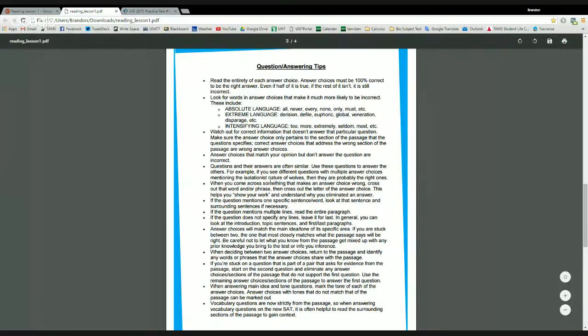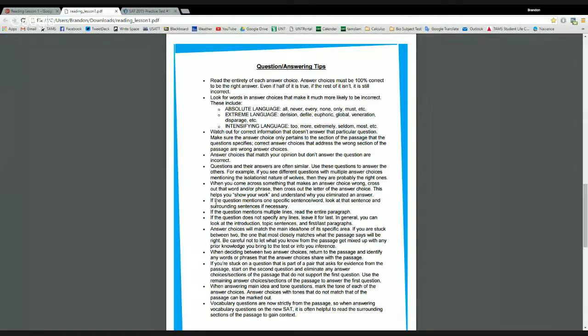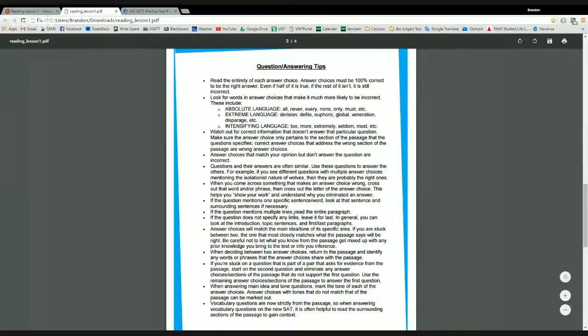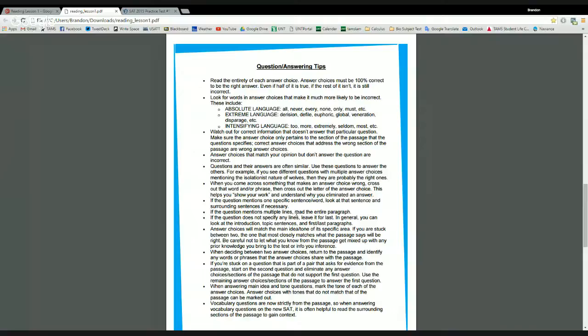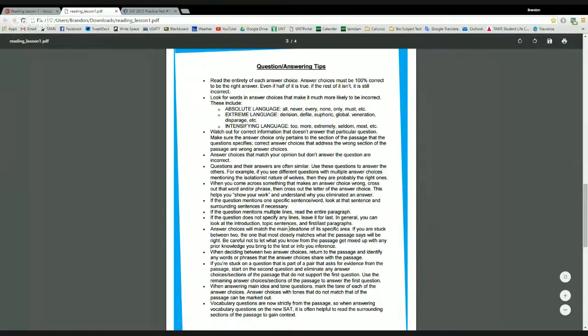If the question mentions one specific sentence or word, look at the sentence and surrounding sentences if necessary. Read around the lines or words that you're given to get the context of the question. If the question mentions multiple lines, read the entire paragraph. Make sure you read not only the lines given, but the lines around it, and in this case, probably a paragraph of multiple lines. If the question does not specify any lines, leave it for last.